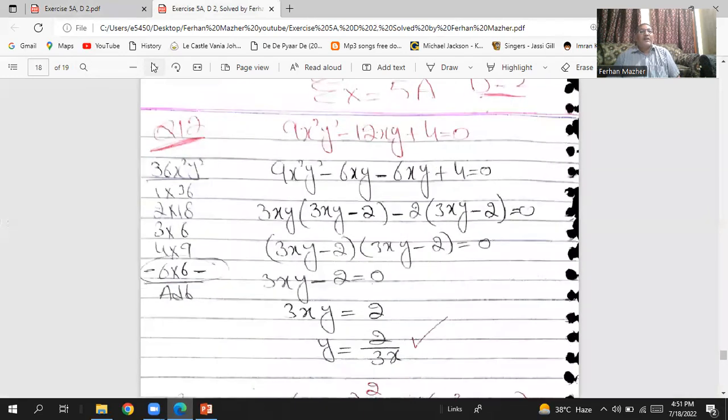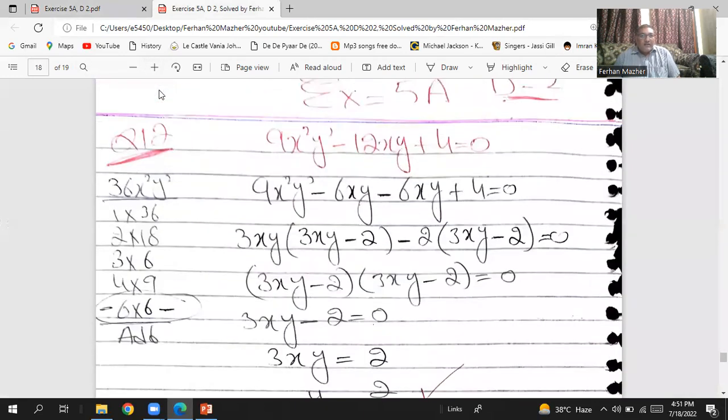That's question number 12, and it says 9x²y² minus 12xy plus 4. Multiply the extreme terms, you get 36. So write the pairs of the 36. They are 1 into 36, 2 into 18, 3 into 6, 4 into 9, and 6 into 6. So we are looking for that pair which by addition will give me -12.